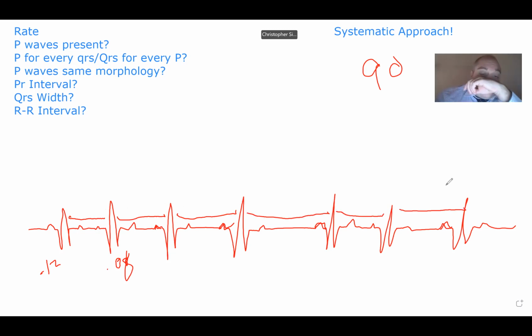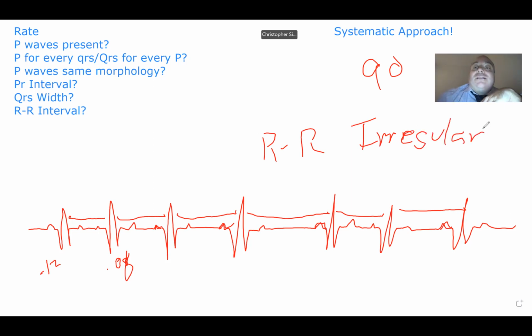Okay. So we have all of the same things that have been going on with the sinus rhythm, right? We have a rate of 90. We have P waves that are present. We have a P for every QRS. P waves have the same morphology. The PR interval is within normal limits. The QRS is narrow, but the R to R is irregular. So what do we say if R to R is irregular? We say that this is an irregular rhythm, okay?